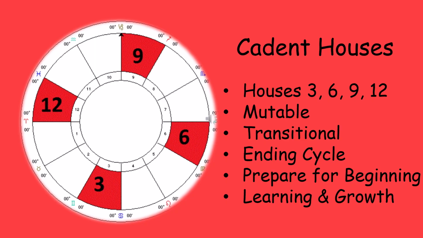The final set of houses are called the cadent houses. These are houses 3, 6, 9, and 12. They are the natural placements of the mutable signs of Gemini, Virgo, Sagittarius, and Pisces. The themes of these houses are about transition. They are about the ending of a cycle and preparation for the beginning of new cycles, which begin at each of the angular houses. So the themes of these houses have a lot to do with learning and growth.